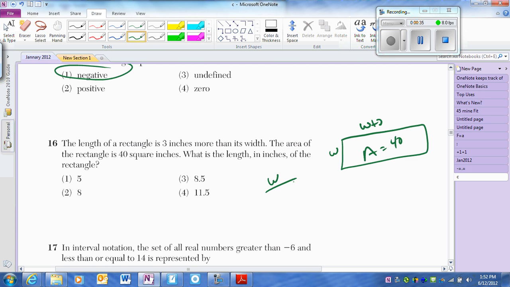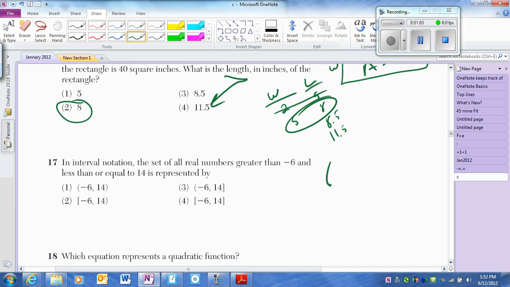Alright, so width. What is the length in inches? These are the lengths. And the width, the length is 3 more than the width. So these are the lengths: 5, 8, 8.5, and 11.5. So if we work backwards, the width would be 2. Well, that doesn't have an area of 40. In this case, the width would be 5. That doesn't have an area of 40, so the length must start at 8.